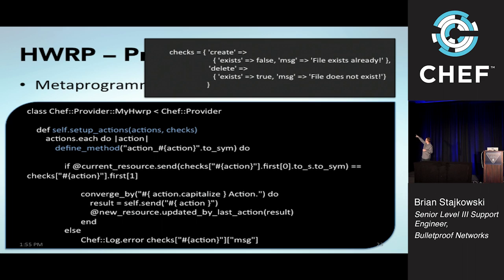So all I'm doing is comparing, taking that hash value. Up above, you'll see create. Exists is the method that I need to call because that's the attribute I want to gain access to. I call that. I convert it to a symbol, and then I make sure it equals that value of false or true, right, depending on my particular action that it's looping through. And I go ahead and execute the converge by, or I call the converge by method, and I capitalize that action, nice little message there.